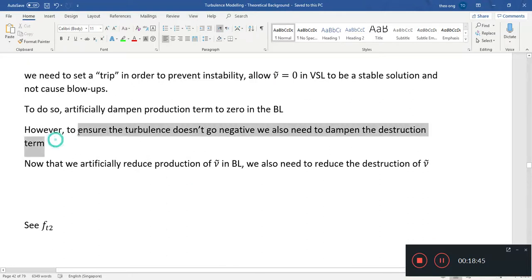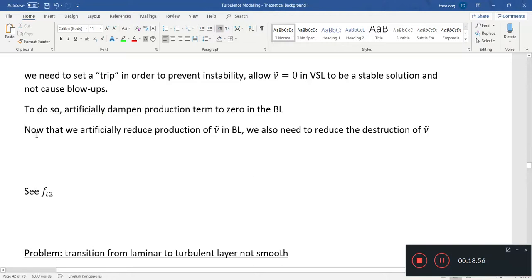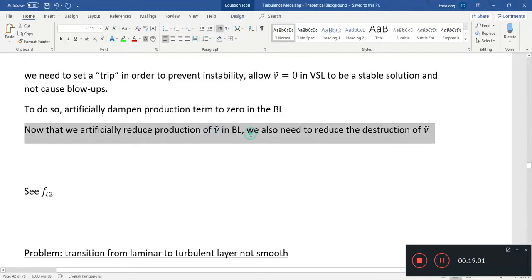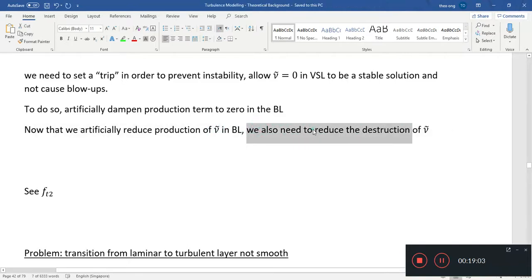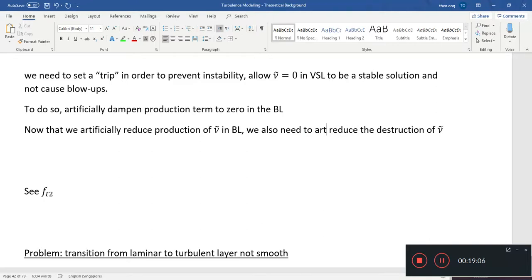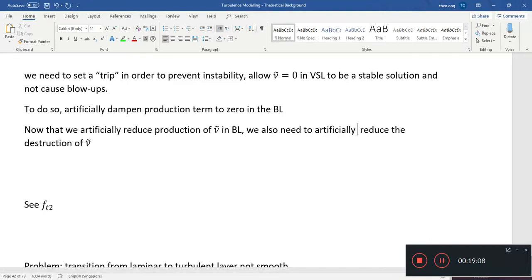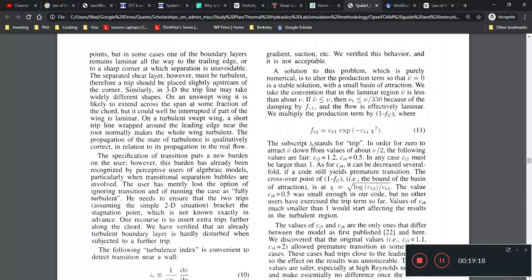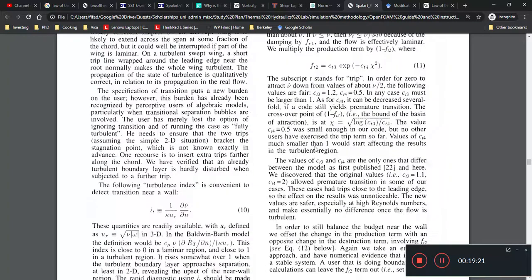Now that we artificially reduce the production of nu tilde in the boundary layer, we also need to artificially reduce the destruction of nu tilde in the boundary layer and transition region. So how is this done? It's done with the use of these trip functions.